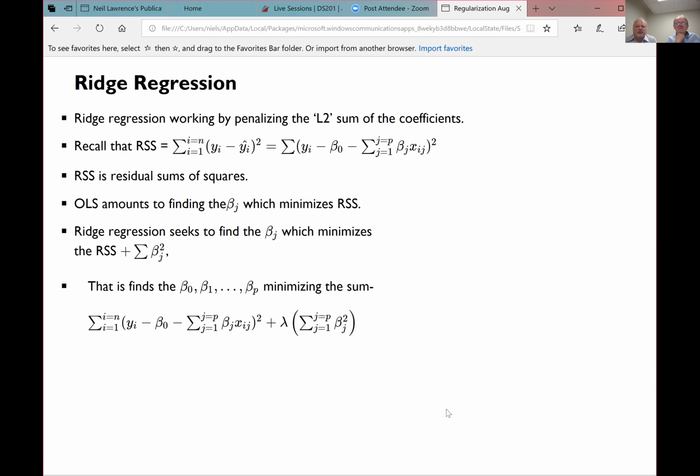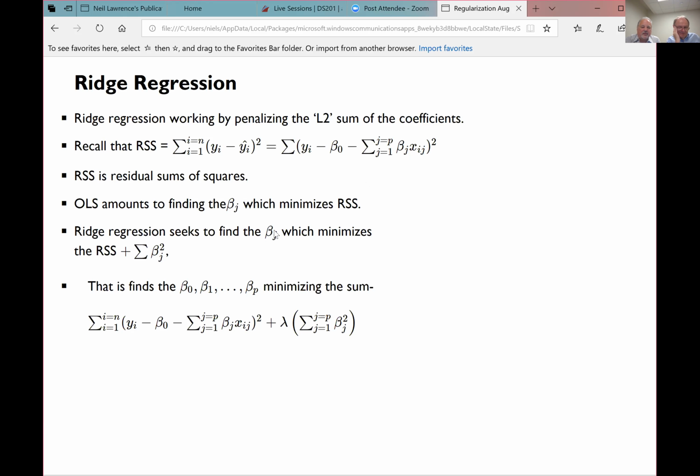Okay, so there it is. Ridge regression works by penalizing the L2 sum of the coefficients, and L2 means just the square. Recall we have the residual sum of squares, which is the difference between your actual values and your predicted values. This is your loss function. You want this to be as small as possible. If this is 0 on the nose, it means you've predicted the exact values of y. And I've just rewritten it out there. OLS, ordinary least squares, amounts to finding the beta j's, the coefficients here, which minimize RSS.